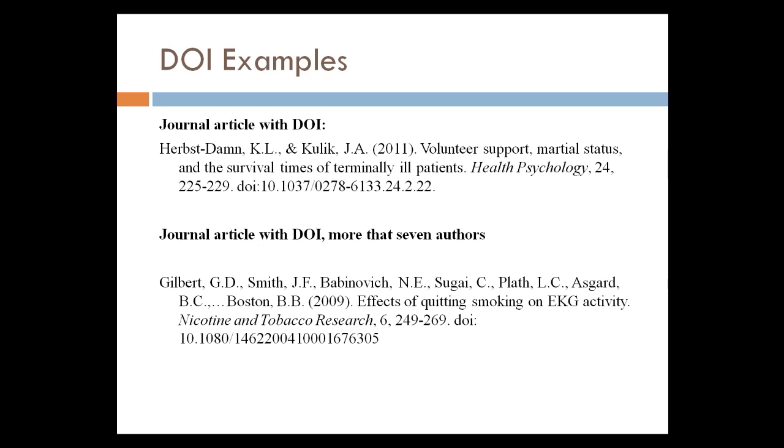Here are examples of citing articles with DOI numbers. DOI numbers are an alphanumeric string of numbers assigned by a registration agency to identify the article and give a persistent link to its location on the Internet.